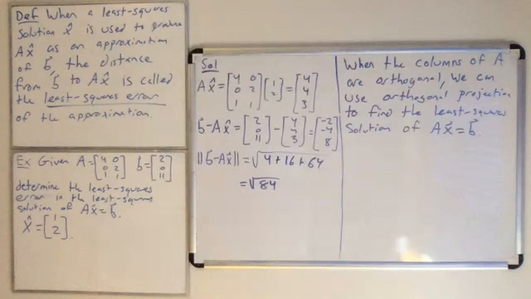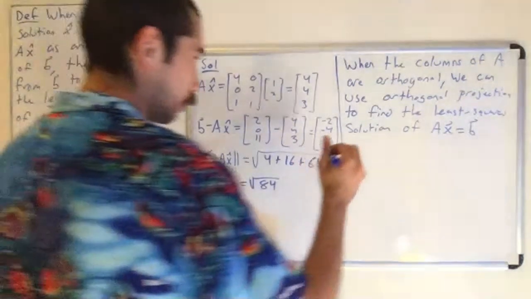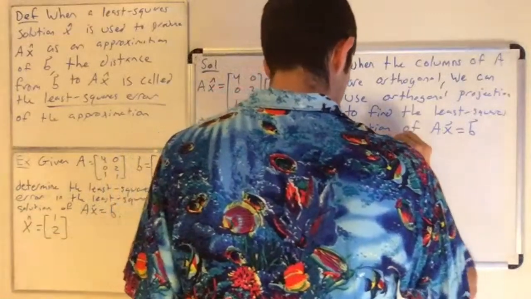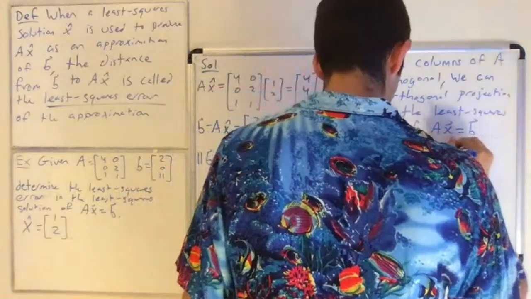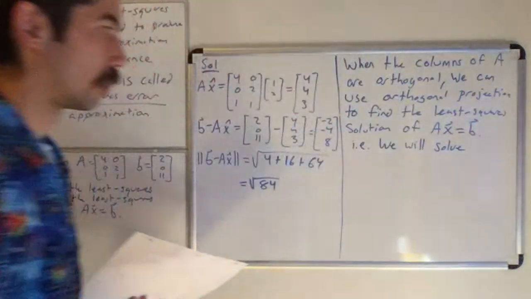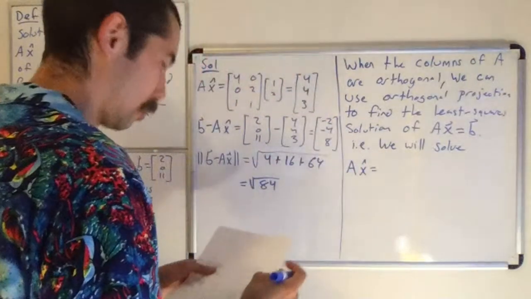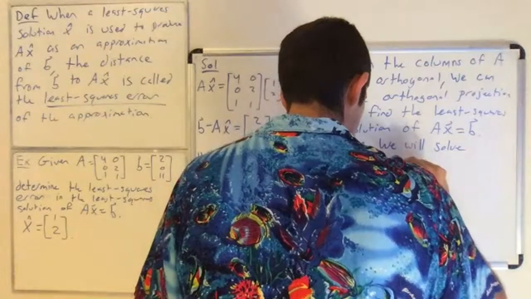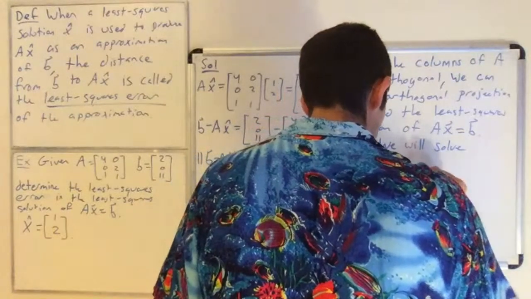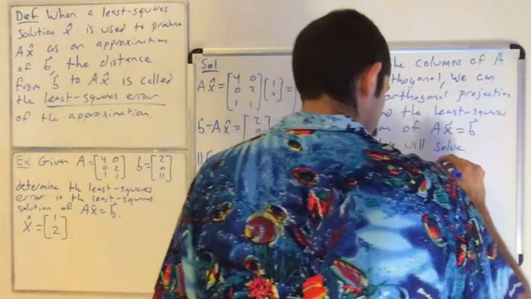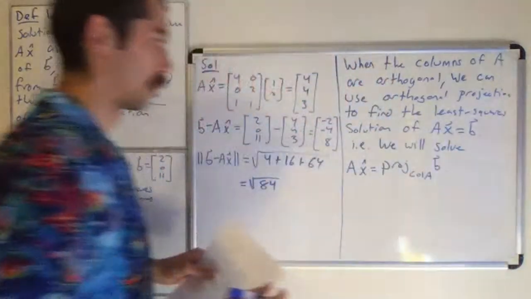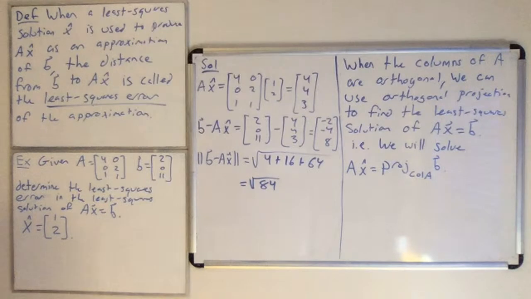So what we're going to solve, we will solve AX equals the projection onto the column space of A of B. Okay, so let's take a look at an example.